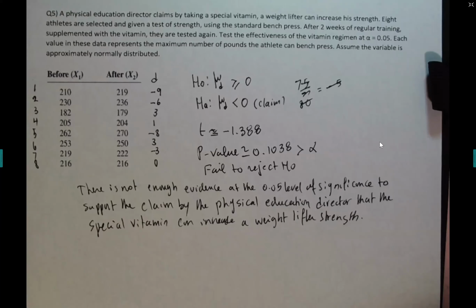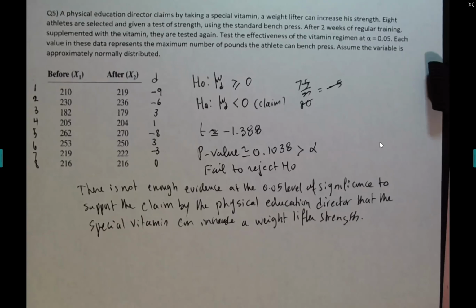Were the samples random? That's another question that you would ask. Were the samples dependent? Was the population normally distributed? So they have to meet all those conditions in order to perform the test.